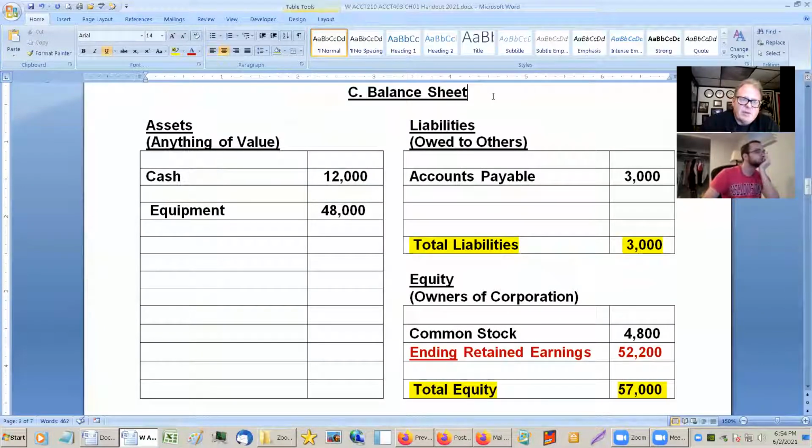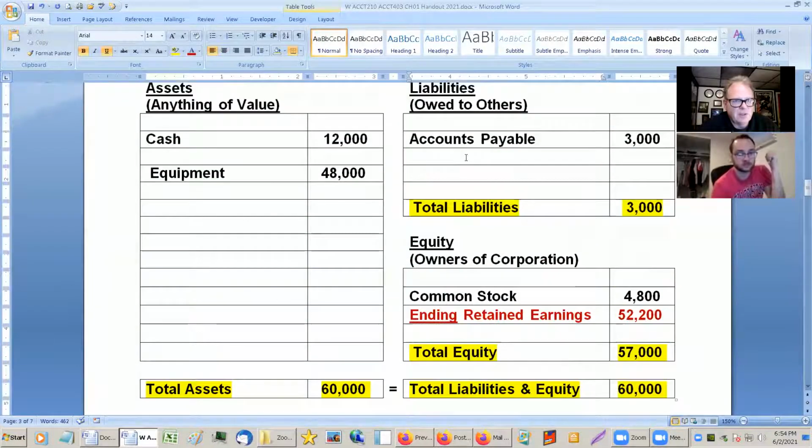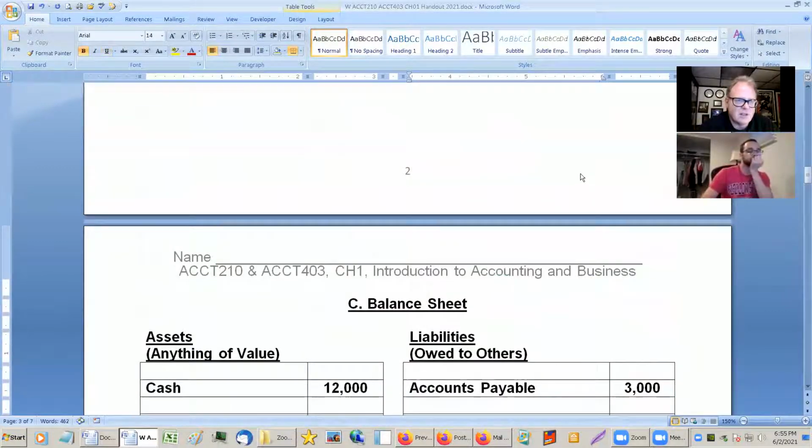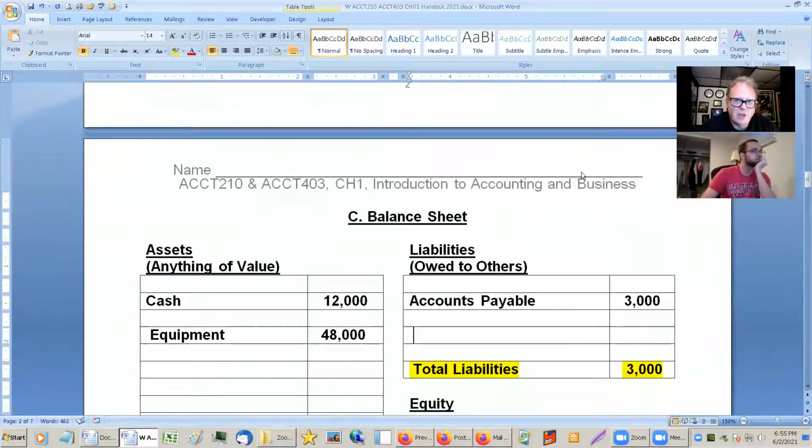Just to let you know, these have been around for 400 plus years. Businesses have been using these since people were sailing around on ships. So anyway, this is how they keep track of things. And again, these three statements are hundreds of years old.